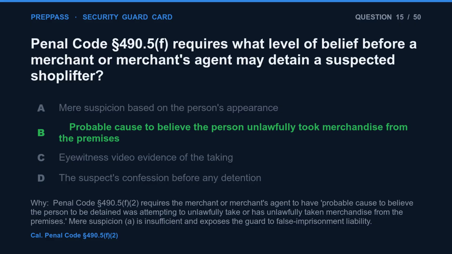The correct answer is B. Penal Code Section 490.5(f)(2) requires the merchant or merchant's agent to have probable cause to believe the person to be detained was attempting to unlawfully take or has unlawfully taken merchandise from the premises. Mere suspicion, A, is insufficient and exposes the guard to false imprisonment liability.